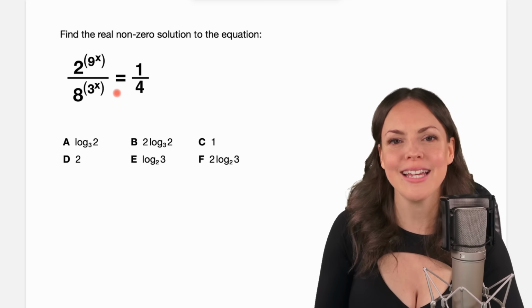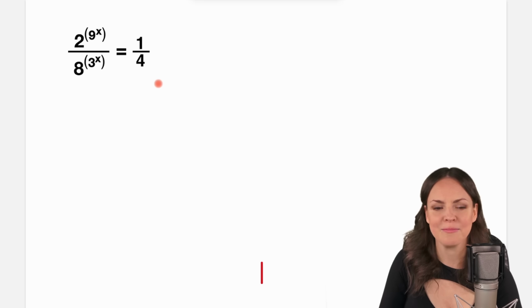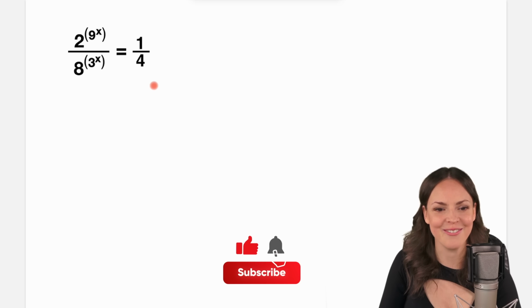It was a question in an admission test for the University of Cambridge, so let's see if we can solve it. Find the real non-zero solution to the equation that looks like this. We get these 6 answers here, and we have to find the correct one. So let's take our equation and let's see if and how we can solve it.